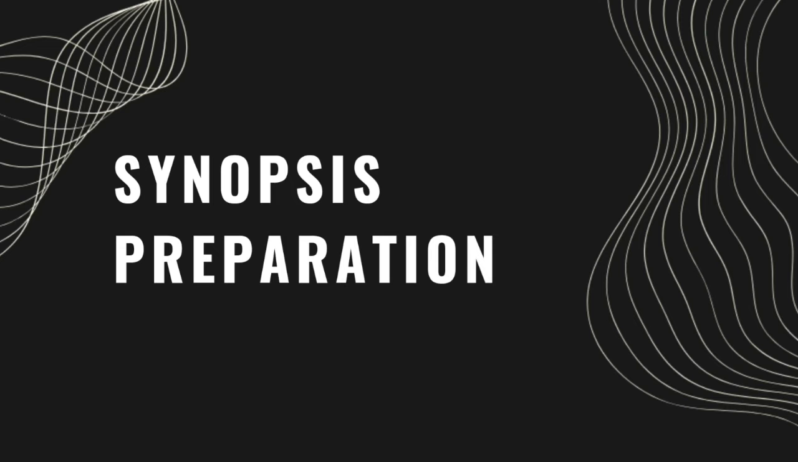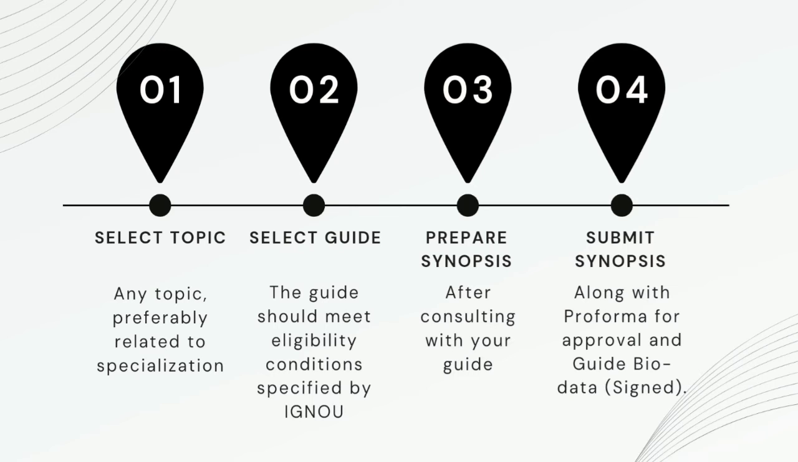Okay, so how do we go about preparing the synopsis? You can divide the preparation of synopsis into a 7-step process. Okay, so the first step is to select a topic. You can select any topic, again preferably related to your own specialization. Then you have to select a guide. Actually, rather than steps 1 and 2, I would say this selection of topic and selection of guide go hand in hand.